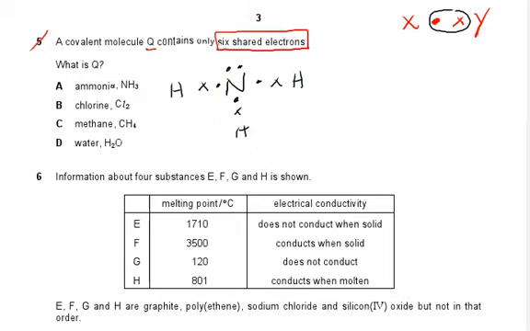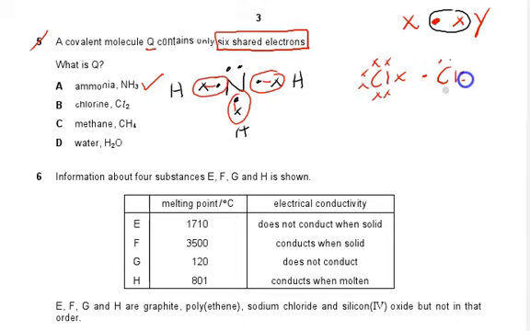Okay, so as you can see here, there are 3 bondings and 6 shared electrons for ammonia. So this is the most possible answer. Now we look at chlorine. Chlorine has 7 valence electrons, so they share only 1.